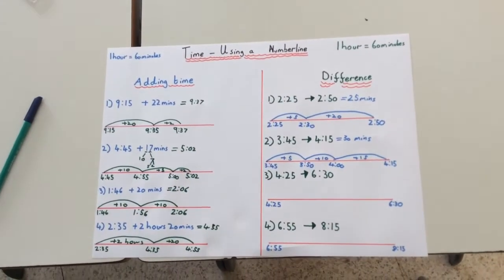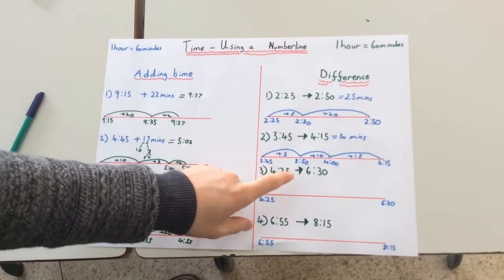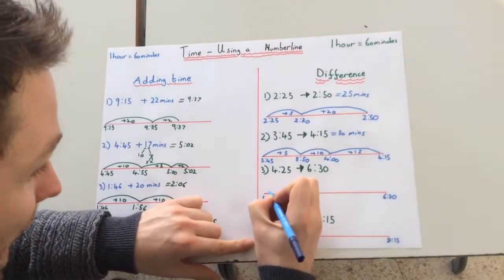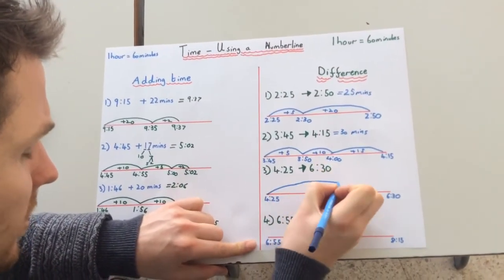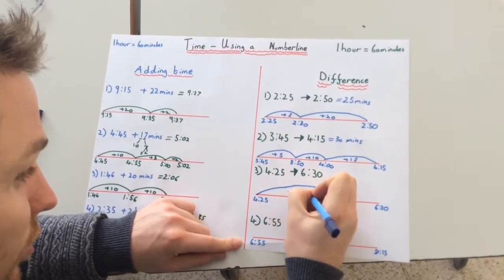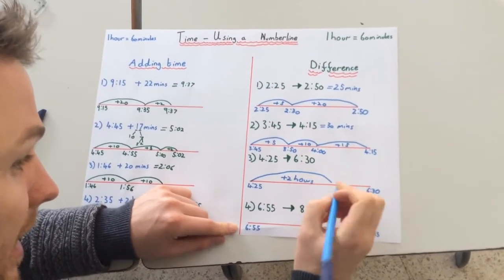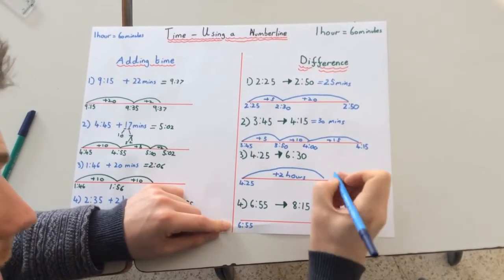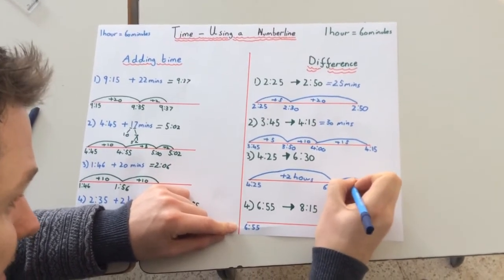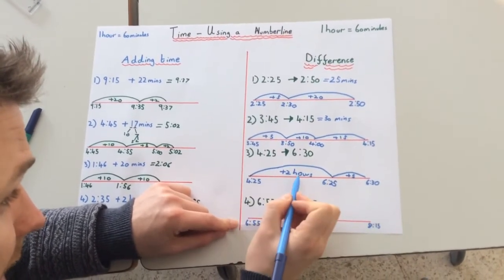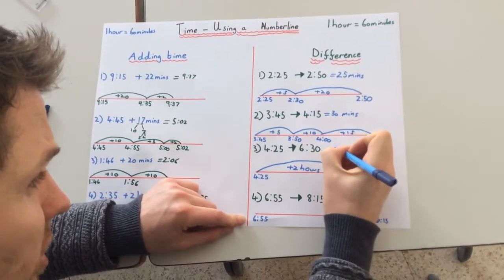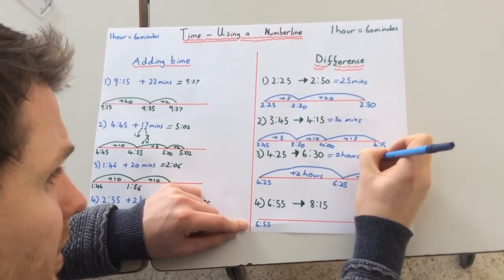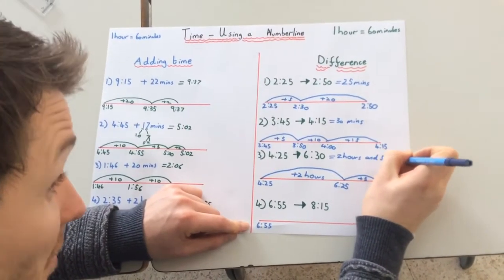We're going to have a long lesson now because it starts at 4:25 and it finishes at 6:35. How long did it last? Well, I'm going to jump some hours first, actually. I'm going to jump all the way here and add 2 hours to make 6:25. Now I just need to get to 6:35, so I add 10 minutes. If I add these together, it's 2 hours and 5 minutes.